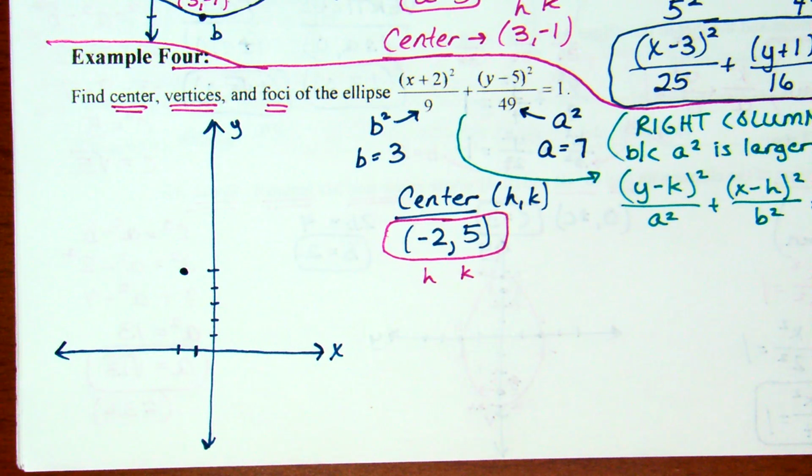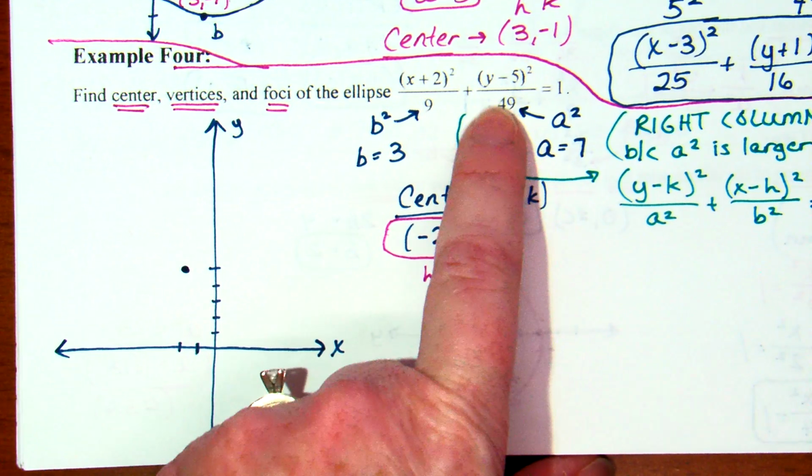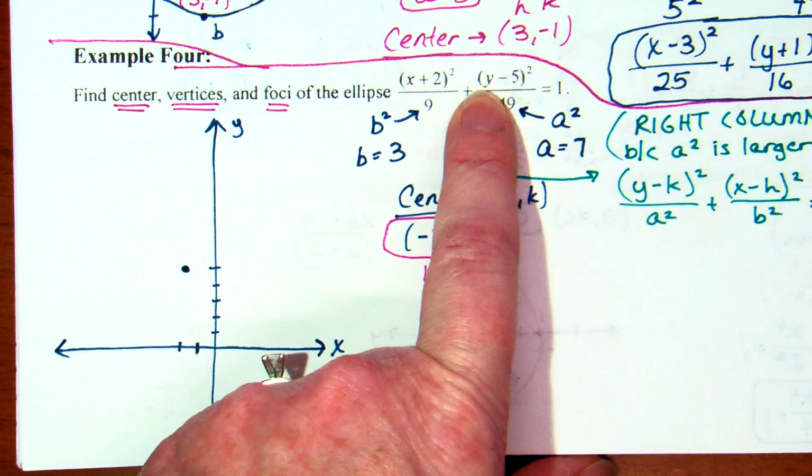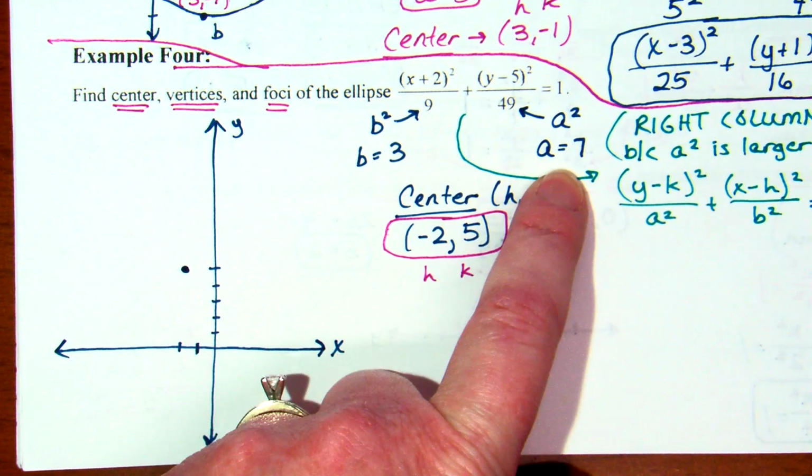Well, first of all, where's my major axis going to go? Is my major axis going to be horizontal or vertical? Vertical, because this is a right column problem, yes? My larger number indicates the major axis, and my larger value here is under Y. Y values go up and down. A equals 7. Because A is 7, that tells me how far I have to count up and down to get to my vertices from my center.